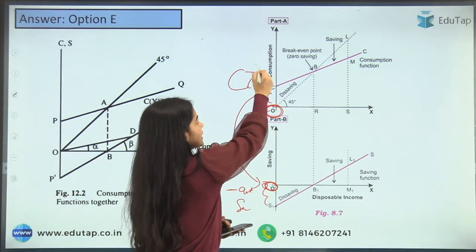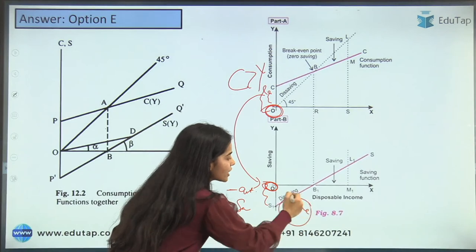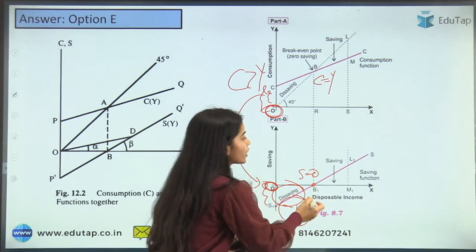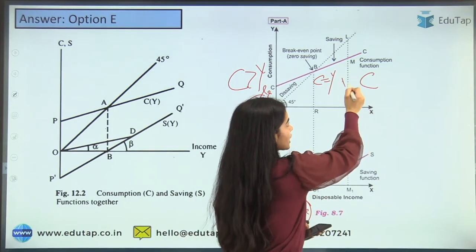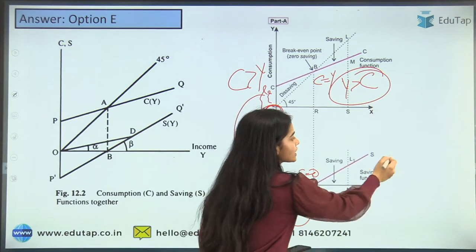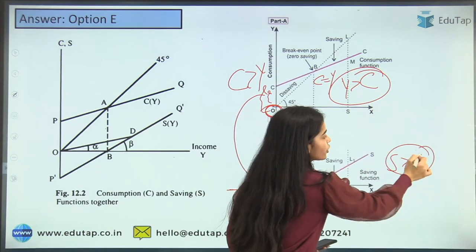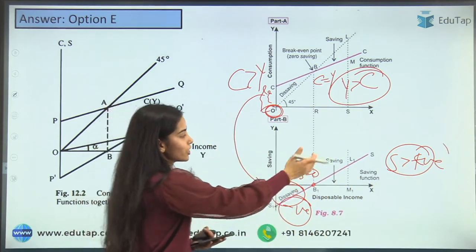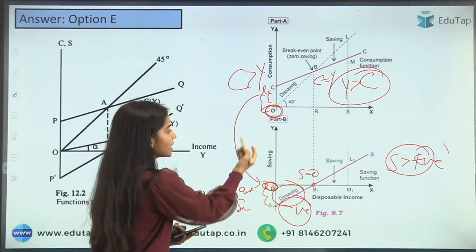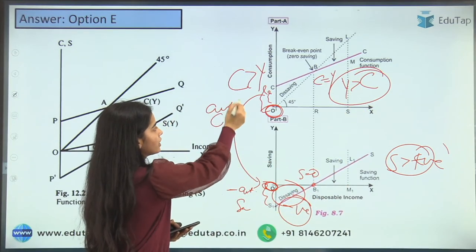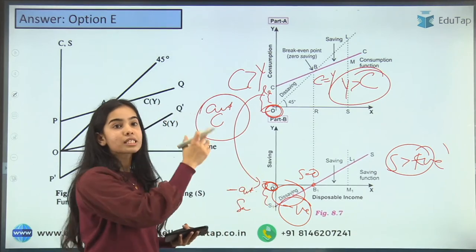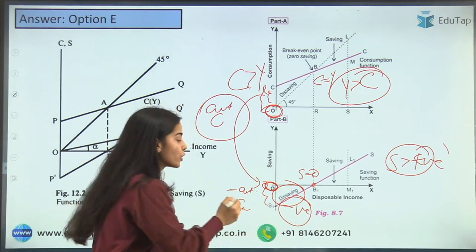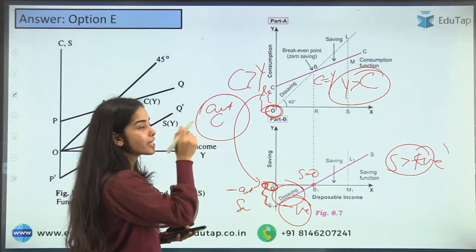When your consumption is greater than income, it means your saving is negative, that is, you are dis-saving. When your consumption is equal to income, that means your saving is equal to zero. When your income is greater than consumption, that means your saving is positive. So you have to remember: when consumption is greater, saving is negative; when income is greater, saving is positive. Autonomous consumption is where you are consuming extra from your past savings, so autonomous saving is also that, just in negative.